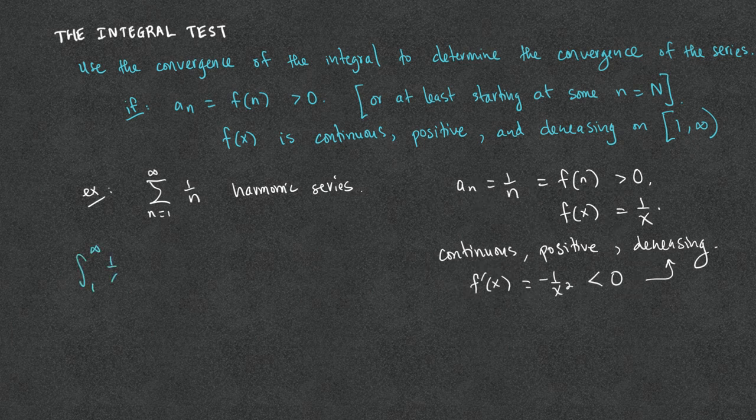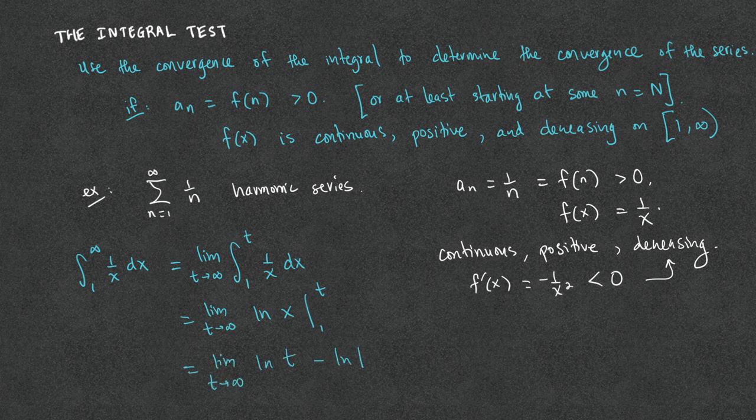Now we integrate 1 over x from 1 to infinity, but this is an improper integral. We evaluate this improper integral using the fundamental theorem of calculus. The antiderivative of 1 over x is ln of x. We then plug in t and 1. ln of 1 is 0. ln of t goes to infinity as t goes to infinity. The integral diverges, so by the integral test, the harmonic series is also divergent.